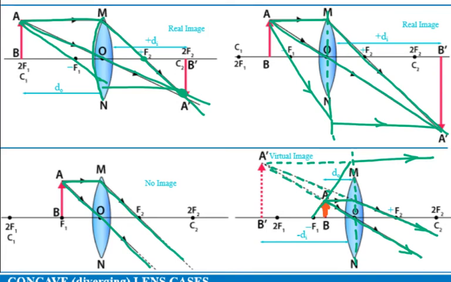Your focal point in this case is also positive, because for convergent lenses the focal point is always positive. However, for divergent lenses, the focal point is always going to be negative. And the distance to the image over here is negative because the image is appearing on the same side as the object. So the distance to the image is going to be negative in this case.